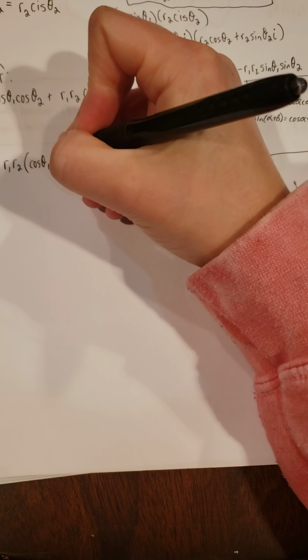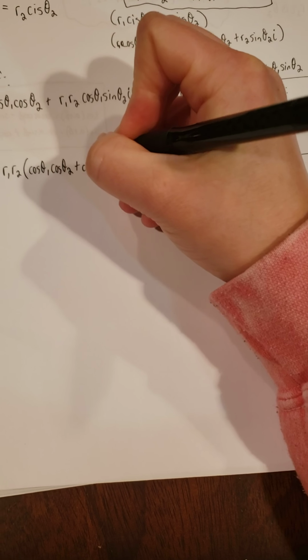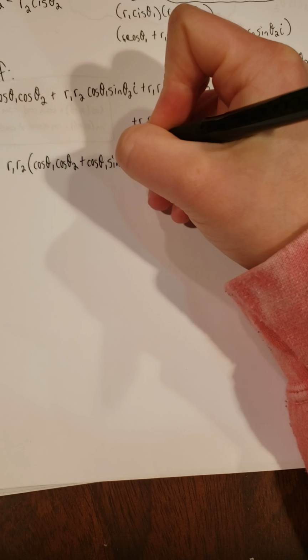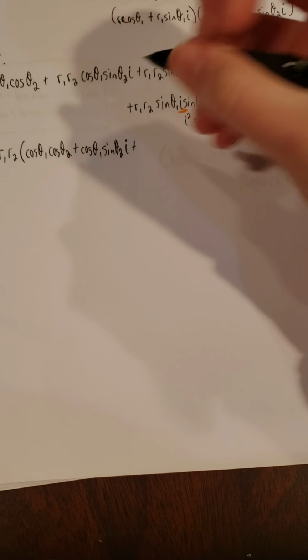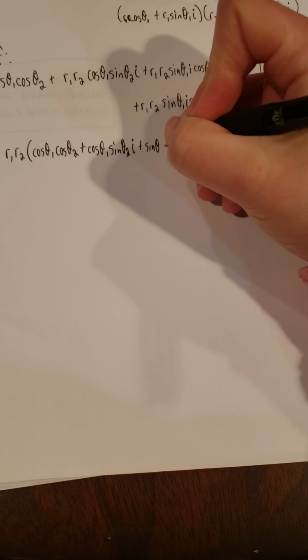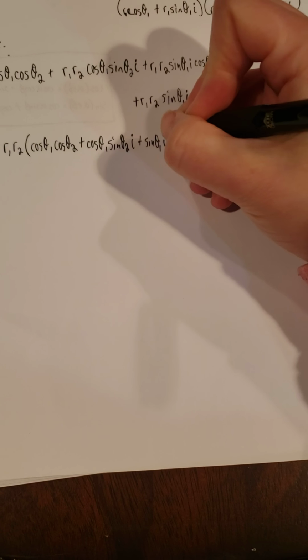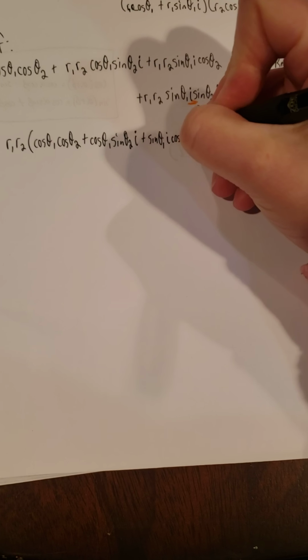Okay, so we factor out the r1 r2, we get cosine theta 1 cosine theta 2, plus cosine theta 1 sine theta 2 i, plus sine theta 1 i cosine theta 2, minus sine theta 1 sine theta 2.